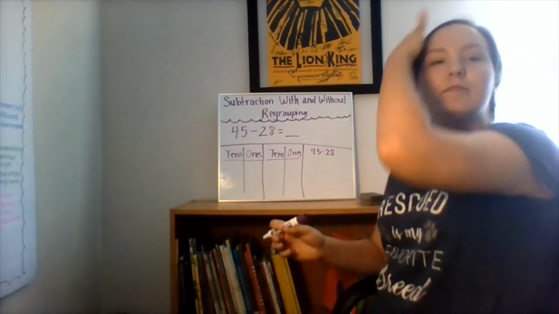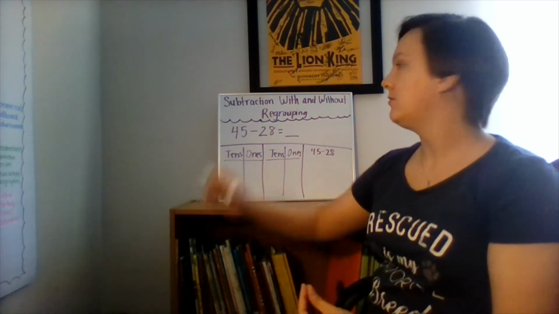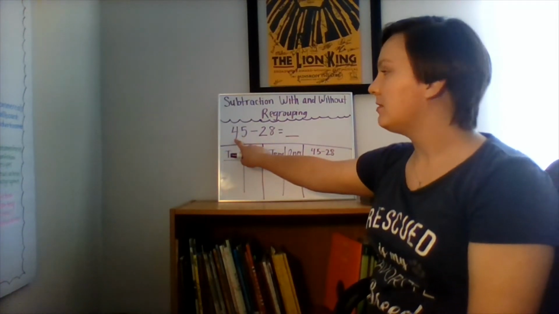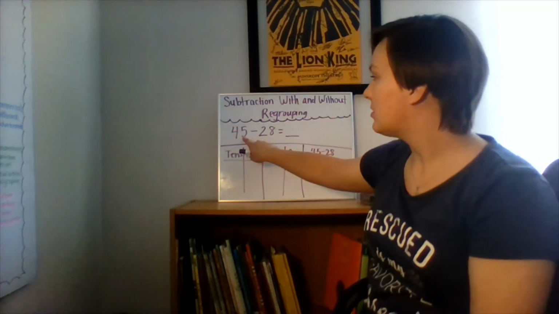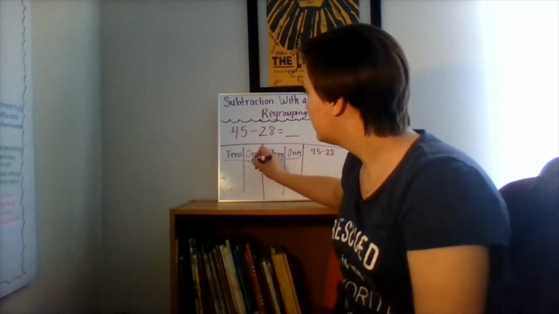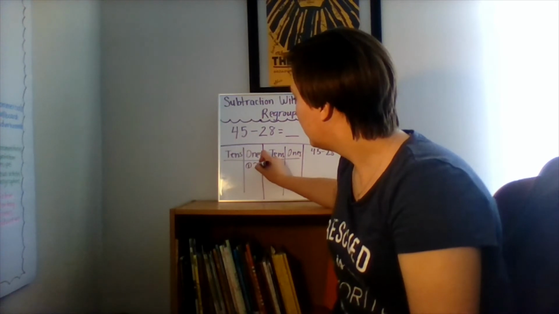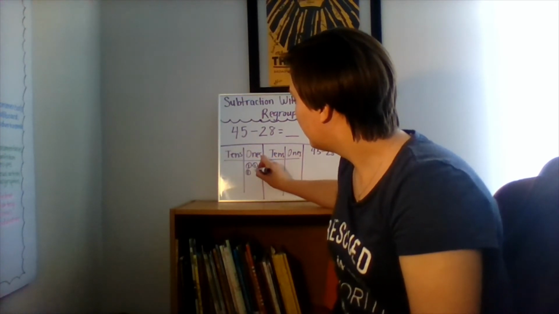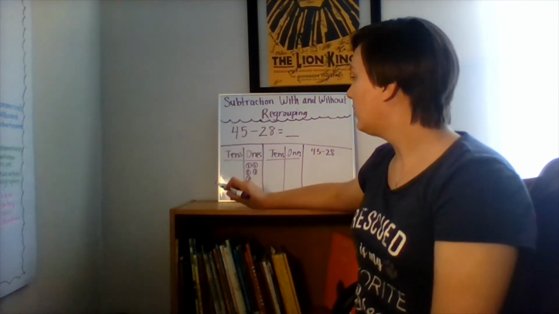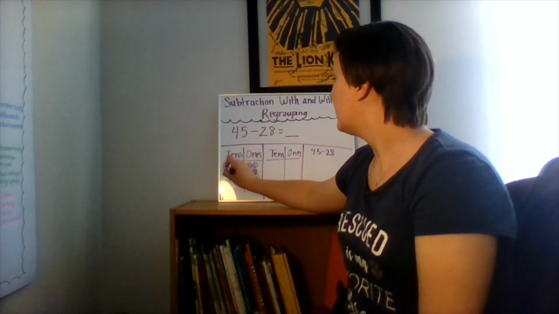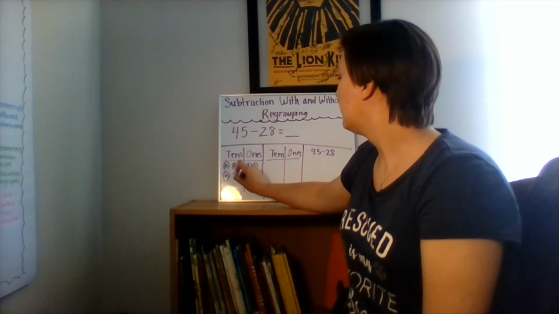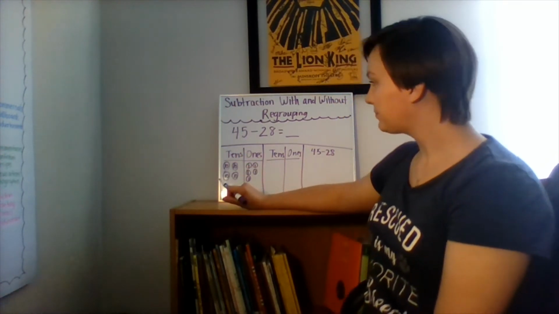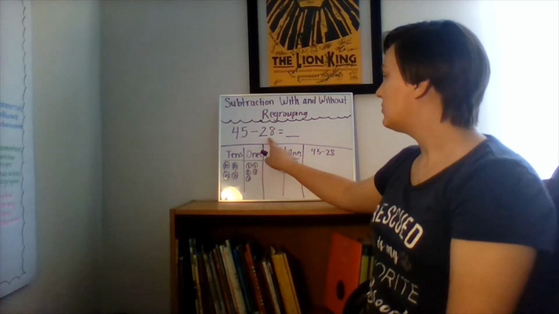All right. Let's talk about using place value discs for my equation. I always start with the number that's first on the left, because we go left to right. And we start in the ones place. There are 5 ones, so I'm going to draw out 5 ones. 1, 2, 3, 4, 5. And then I have 4 tens. So 10, 20, 30, 40. Now I need to take away 28.